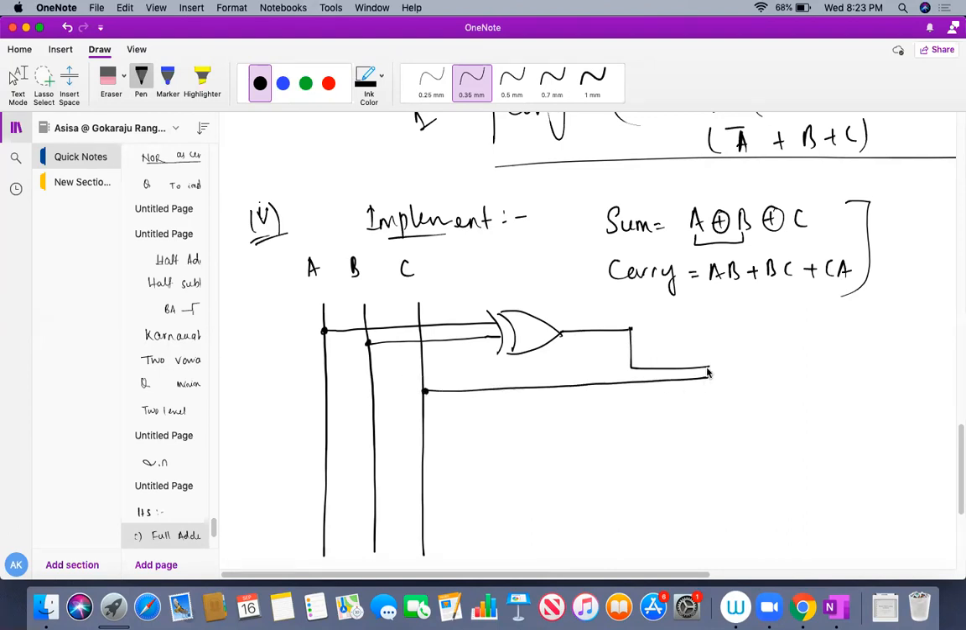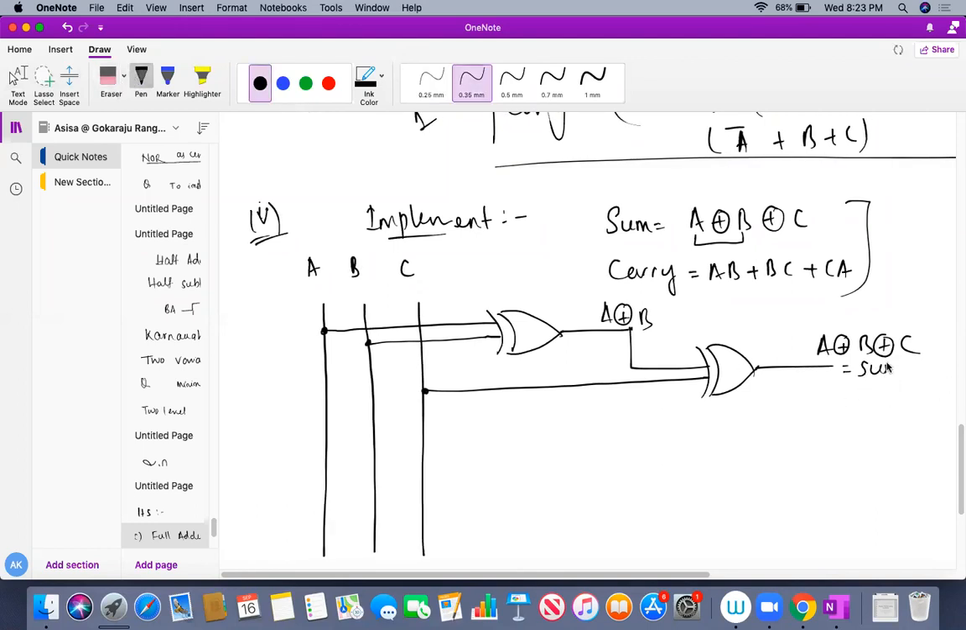I have taken C and connected it to another XOR gate, and I can say that this is my A XOR B and this is my A XOR B XOR C, which is actually my sum. Do you all understand or any doubt, students? Very simple, which is actually my sum.